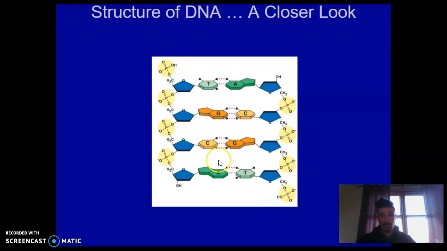So let's take a closer look at the structure of DNA. Now this is a DNA molecule, no different from the one we just looked at on the last slide, except the last one was more of a cartoon, whereas this one is the molecular structure. So we have our nitrogen bases. This is a thymine bonded to an adenine via these dotted lines in the middle, and we use dotted lines to represent hydrogen bonds because they're weak. Remember that from Unit 2.